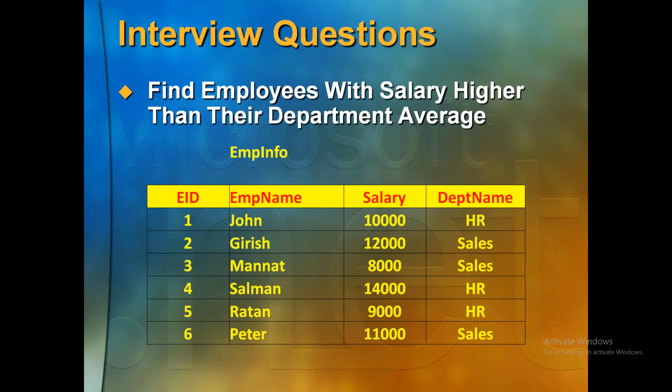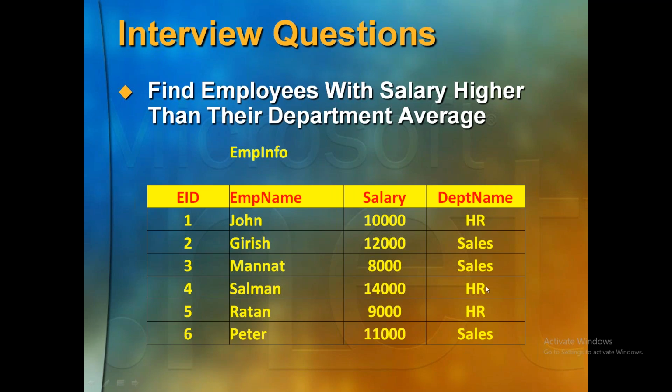This is one beautiful question people asked the other day: find employees with salary higher than their department average. I have John, who is getting 10,000 per month. Girish is getting 12,000. Manat is getting 8,000. Salman 14,000. Ratan 9,000. Peter 11,000. These employees work for the HR and sales departments. Find employees with salary higher than the department average.